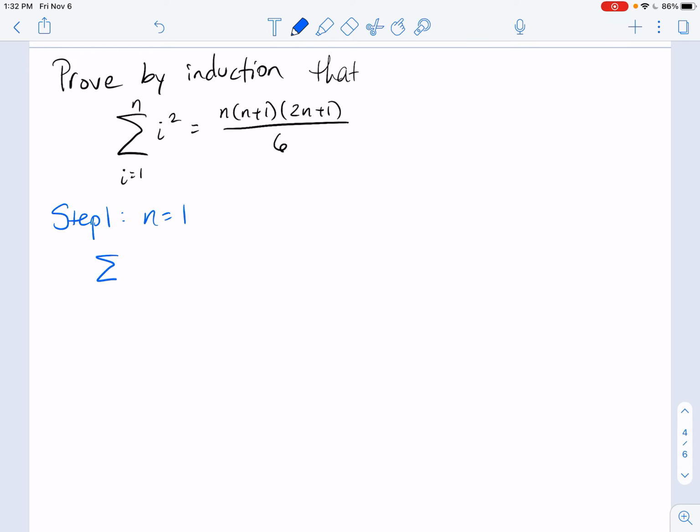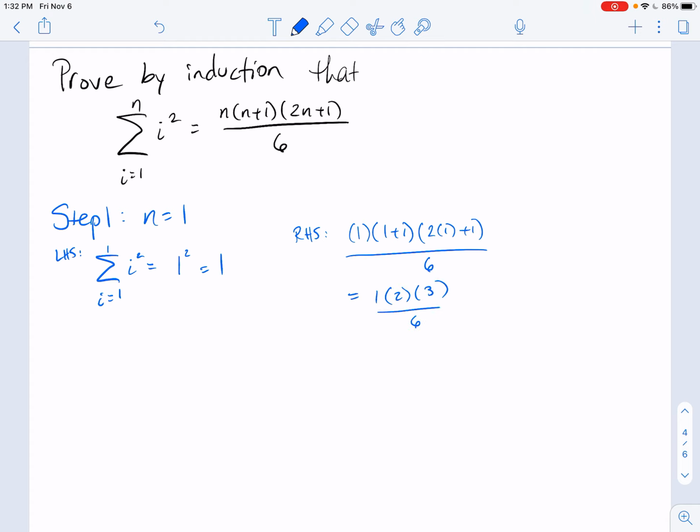So now we're going to say the sum as i goes from 1 to 1. We could say this is the left-hand side of i squared, that's equal to 1 squared, which is still just equal to 1. And then on the right-hand side, we have 1 times 1 plus 1 times 2 times 1 plus 1 over 6. Well, that's equal to 1 times 2 times 3 over 6. Well, 6 divided by 6 is equal to 1. And now we've shown that our left-hand side and our right-hand side match.